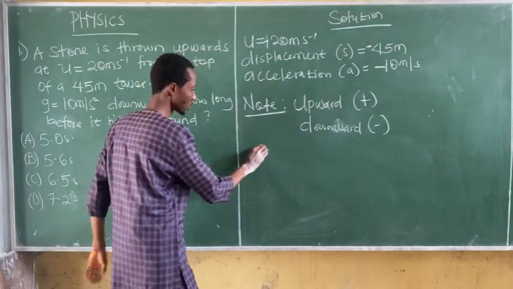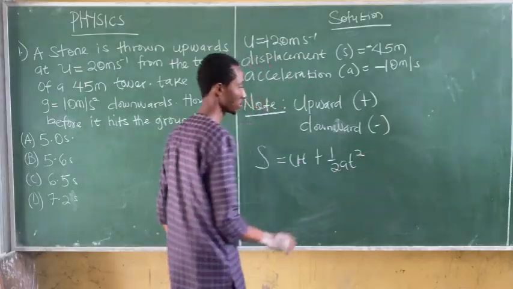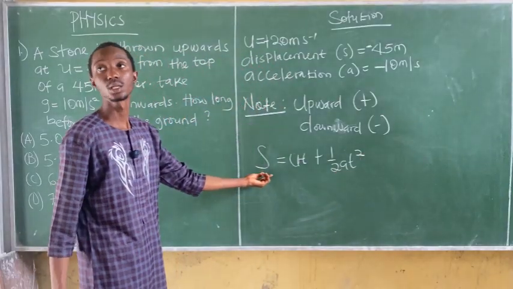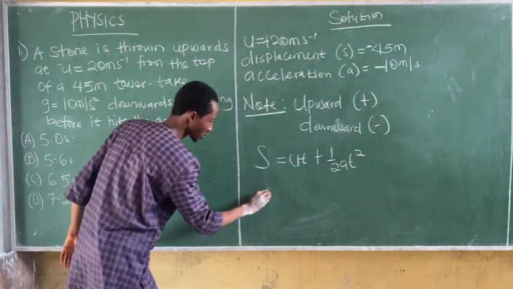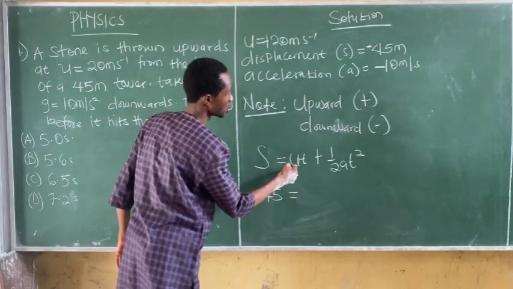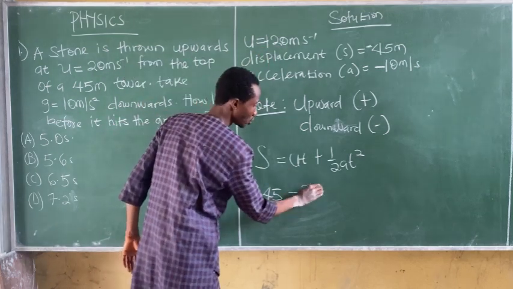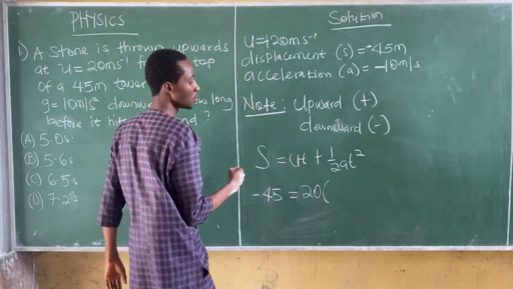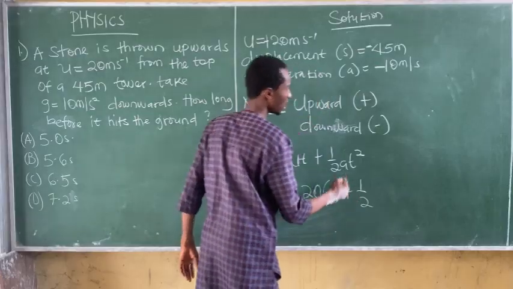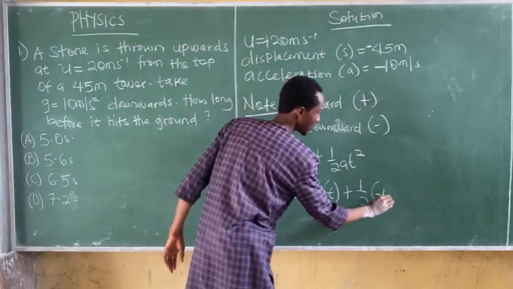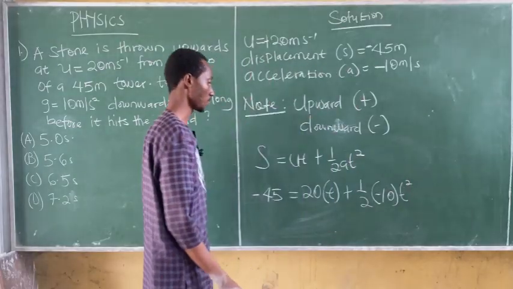Recall the law of motion that says S is equal to ut plus 1 over 2 at squared, where S here is displacement. If we substitute these values into this equation, we have that S, the displacement, is what? Minus 45 meters is equal to u times t. Our u here, the initial velocity, is 20 meters per second times t, we don't know t, so we say t plus 1 over 2 at squared. a from the question is negative 10. That's acceleration due to gravity. t here is unknown, so we have t squared.